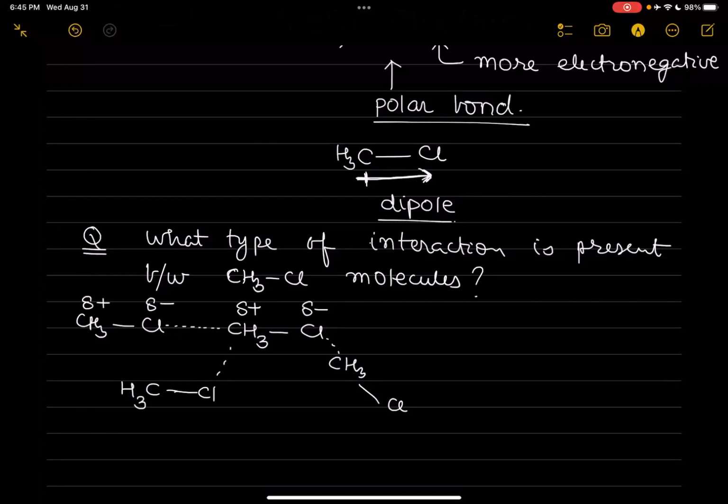Is it clear? So which one will have more boiling point, ethane or CH3Cl?